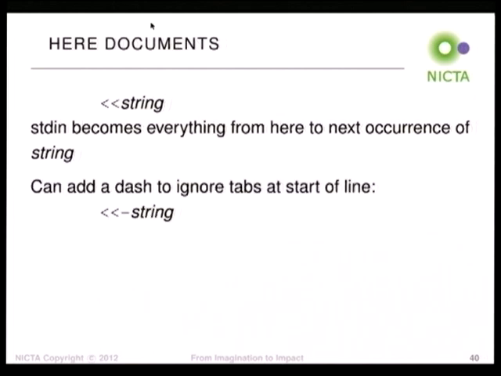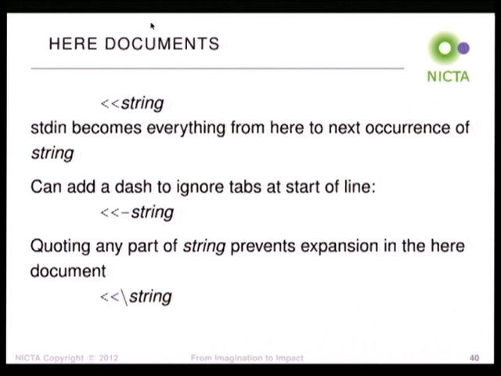There are two changes. If you put a dash at the beginning of the string, it'll strip tabs from the beginning of each line inside the here document. If you quote any part of the string, whether with double quotes, single quotes, or a backslash, then you won't get any expansion inside the here document. If you don't do that, then variables are expanded. Command expansion happens, so your backticks and your dollar parentheses work. And that's really useful when you want to build a document and then dump it out.